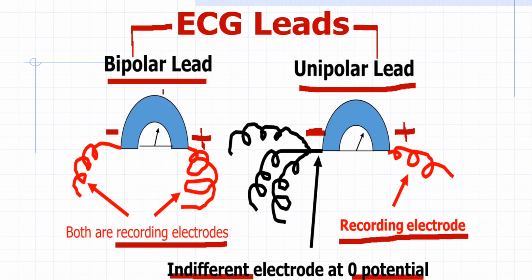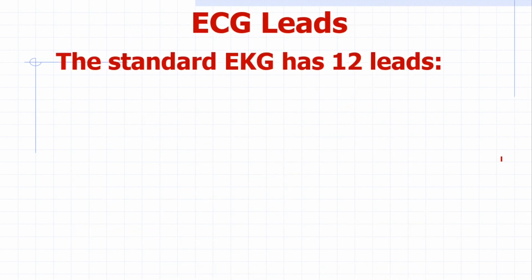So this is how you can see the bipolar leads and the unipolar leads, how the electrodes are kept over the body surface and how many recording electrodes there are. In the bipolar there are two recording electrodes, and in unipolar only one recording electrode, and the other one is an indifferent electrode kept at zero potential. In the ECG there are a total of 12 leads, so it is called a 12 lead ECG. Let us see how they are now.